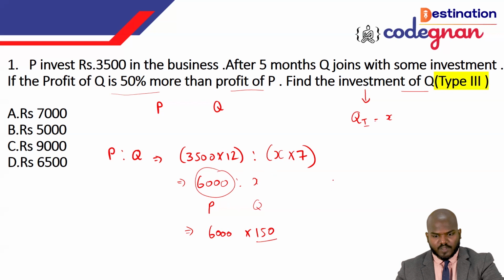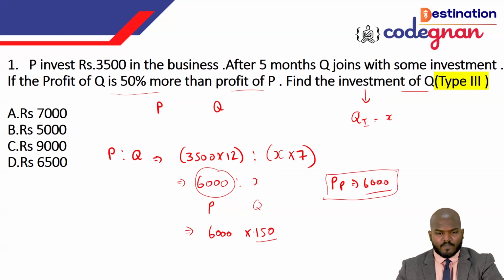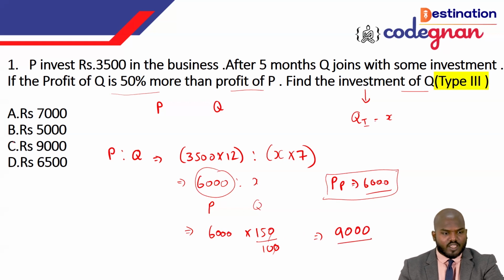So 150 percentage more than the profit of P. The profit of P we can call 6,000 rupees. You have found out the profit of P. Now you just have to find the 150 percentage of the 6,000. If you find it, this value will give you close to 9,000. So option C is the correct answer.